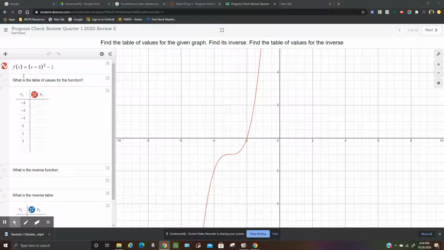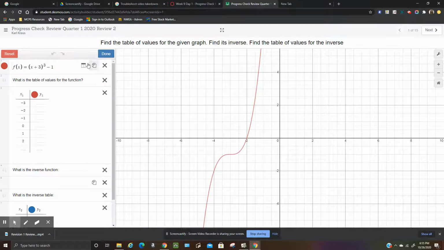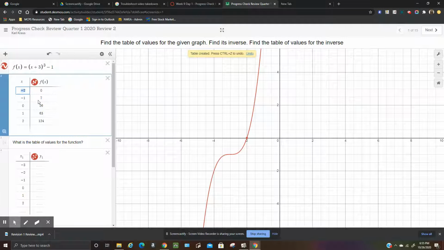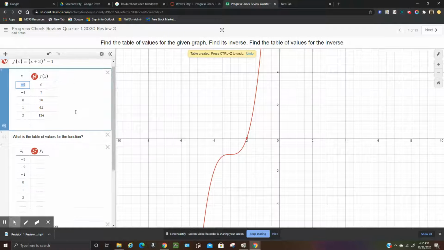Here's the video of review 2. So, like I said, a quick way, if you have the Desmos calculator, instead of plugging each value in here, just go to the gear and then hit the table, and that will give you a table of values.